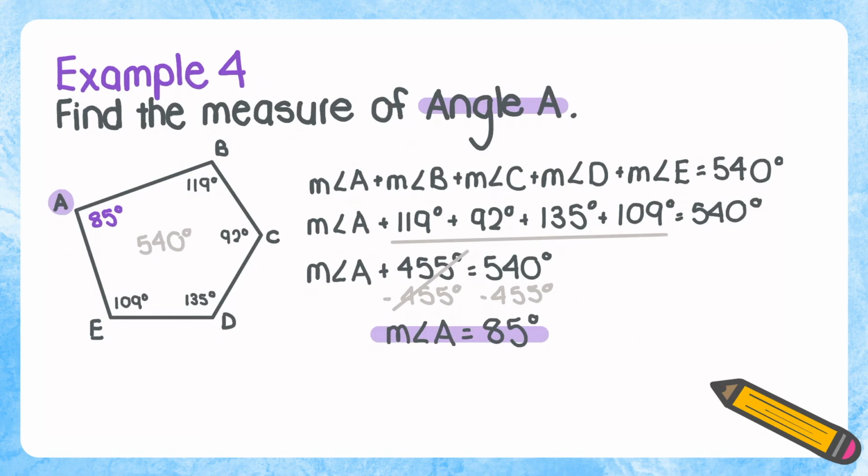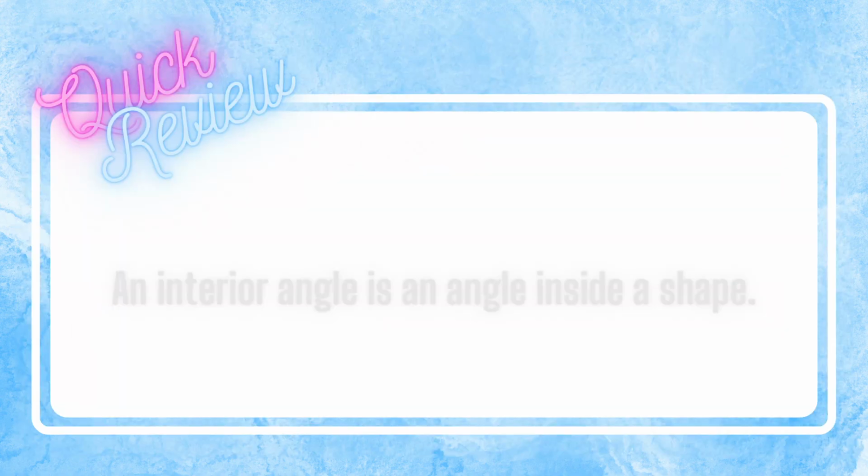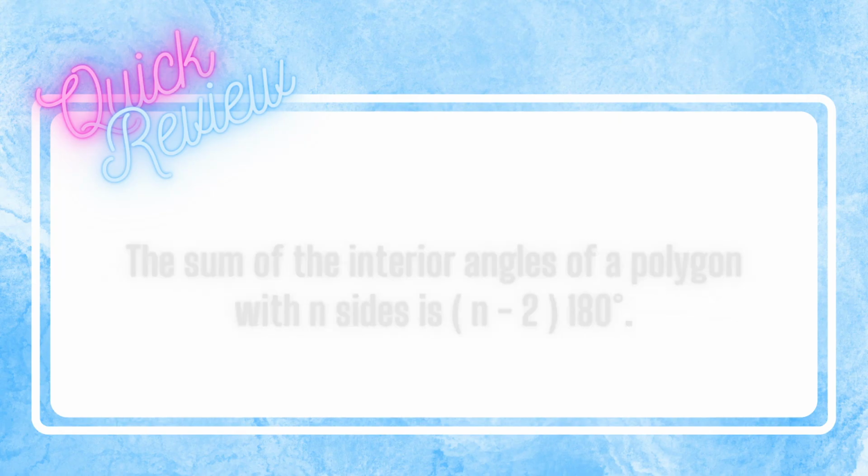For this example, we first found the sum of interior angles of the given polygon. Then, we used that to find the missing angle measure A. Here's a quick review for today's lesson. An interior angle is an angle inside a shape. And the sum of the interior angles of a polygon with n sides is n minus 2 times 180 degrees. Here, n represents the number of sides of the polygon.